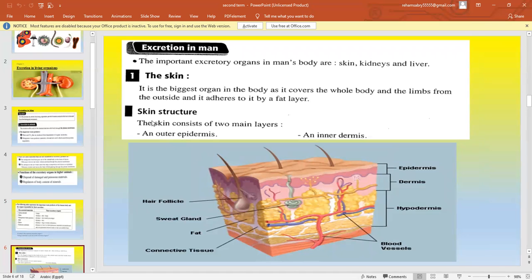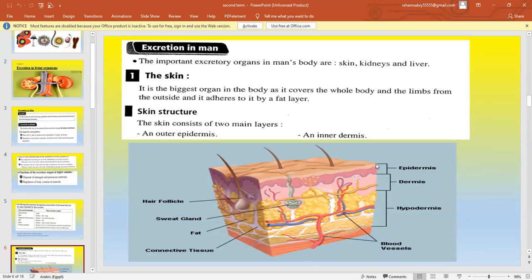Let's start with its structure. The skin structure consists of 2 main layers: the outer layer, which is called the epidermis, and the inner layer, which is called the dermis.